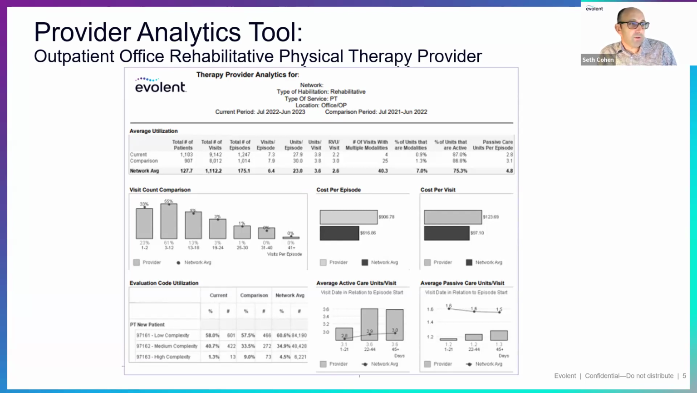One of the other areas is looking at active versus passive care. I know Steve had brought up the idea of what we define as active and passive care. We do have that broken down. It is based on CPT codes.